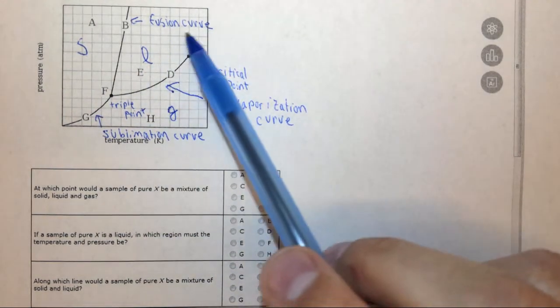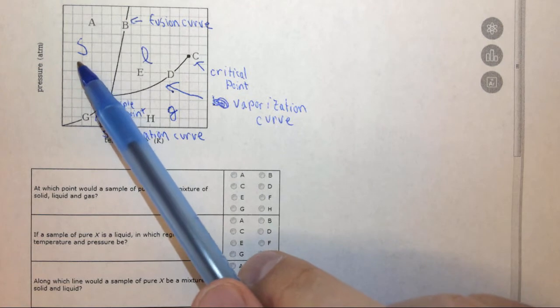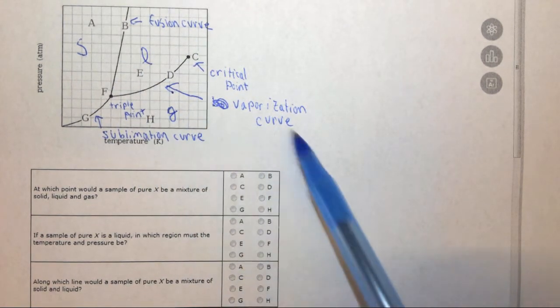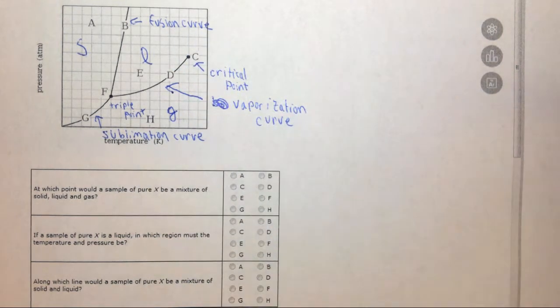Note that ALEKS does use slightly different terminology. This would be the solid-liquid coexistence curve. D would be the liquid-gas coexistence curve. These are just different names for it.